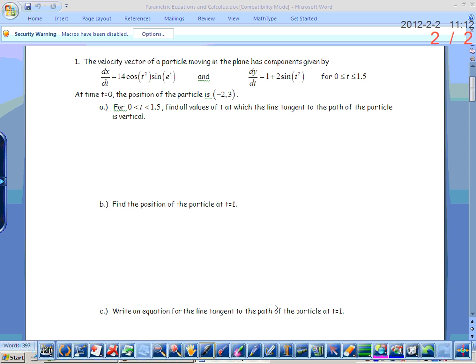All right, so for t between 0 and 1.5, find all values of t at which the line tangent to the path of the particle is vertical. So I'm looking for where I have a vertical tangent line. Drawing on what you did yesterday, where does a vertical tangent line occur? Where dx/dt equals 0. Good. Is that the only condition? Good. dx/dt needs to equal 0, but dy/dt cannot equal 0.